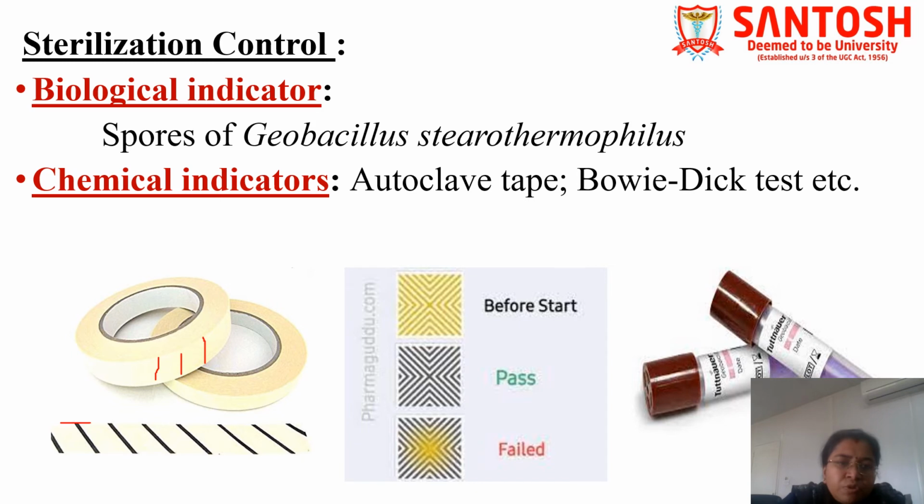Then if your sterilization process is valid, then these brown lines are turned into black lines. These brown lines, they turn into black lines. Okay, if it is valid.